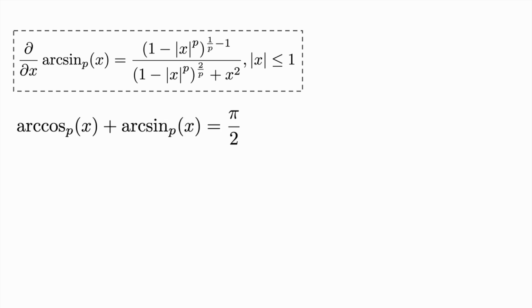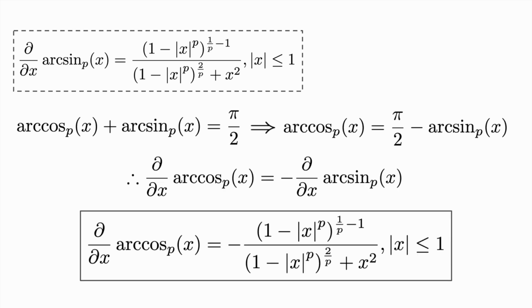First, since we have the relationship that arcsine base p plus arccos base p equals pi over 2, we can define arccosine base p like this, as pi over 2 minus arcsine base p. Then it would follow that its derivative is just the negative of arcsine base p's derivative.